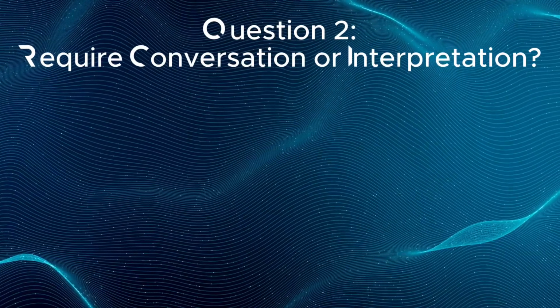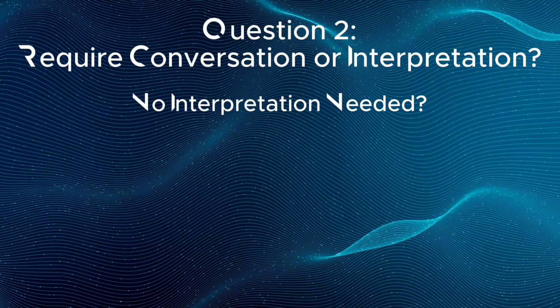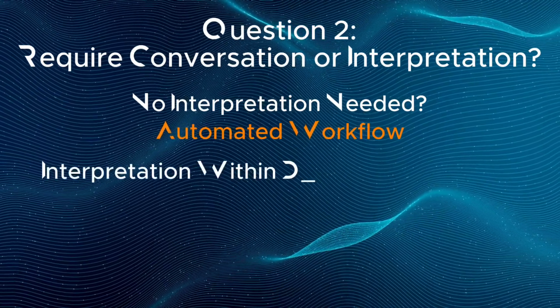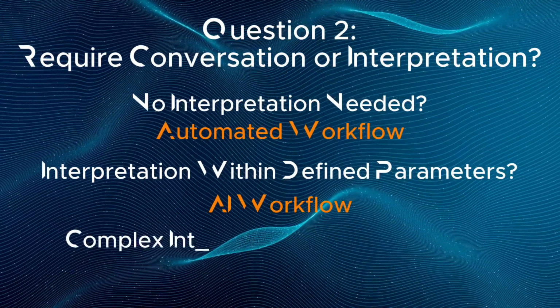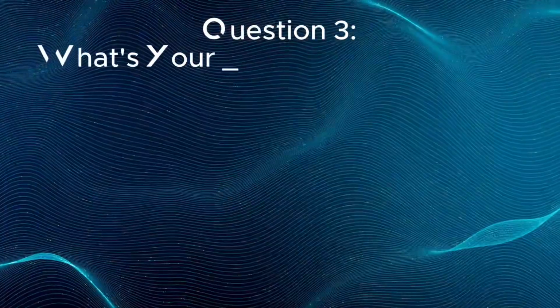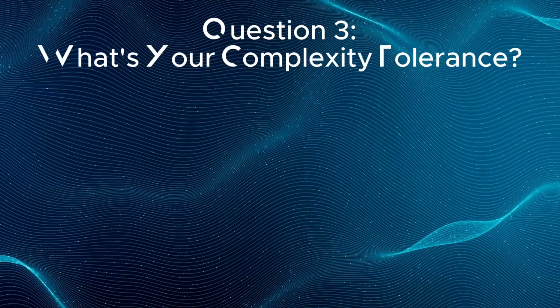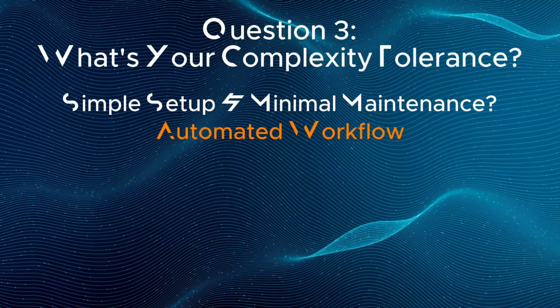Question 2, does it require conversation or interpretation? If there's no interpretation needed, just an automated workflow. If interpretation is needed within defined parameters, an AI workflow, and if complex interpretation and response is needed, an AI agent. Question 3, what's your complexity tolerance? If you just want a simple setup and minimal maintenance, just do some automated workflows.